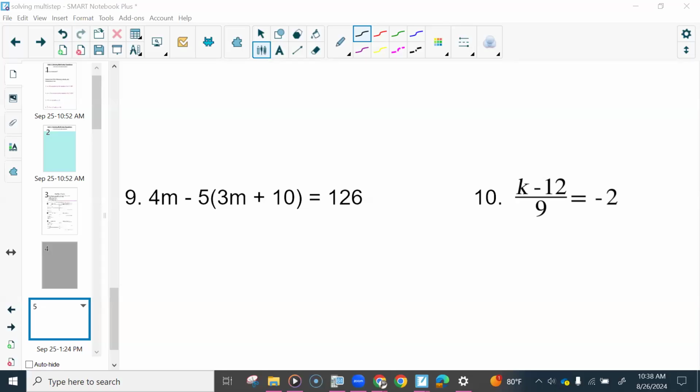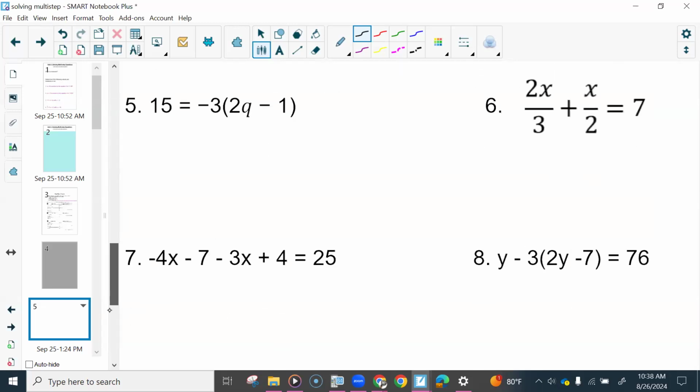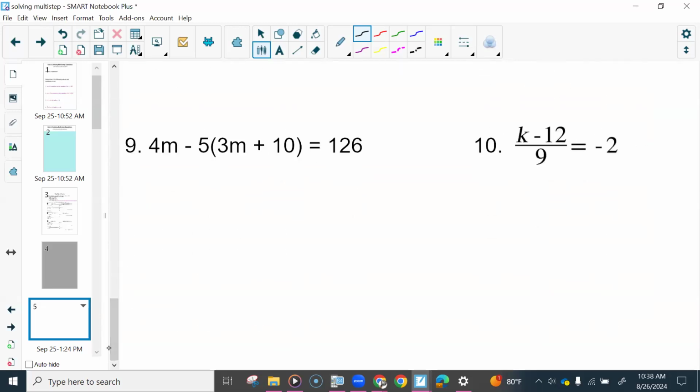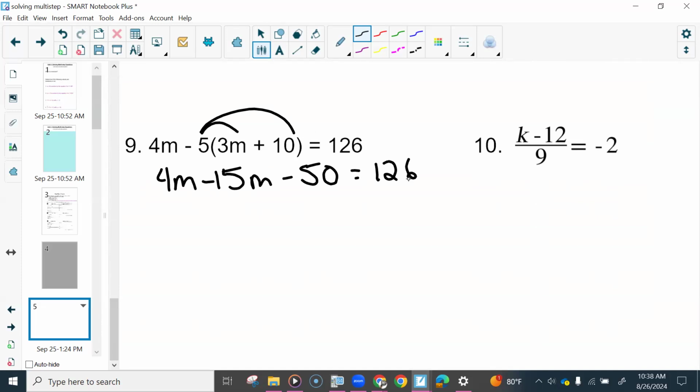All right, really quickly, I'm gonna run through this, and then if you have any questions, please ask. So the very first thing you should have done was distribute the -5 to both of these things. When you did that, this became negative 15m minus 50. Then you could have combined the terms.